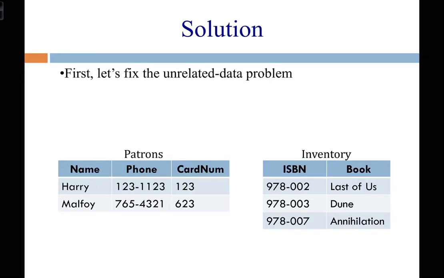So the first solution is let's take advantage of all of the theory and research that's gone into this, and let's make it a relational database. If 2 things are not related, don't put them in the same table. So patrons, only related information: name, phone, card number. And then inventory or books. ISBN is directly related to book title. Okay, so we've solved that problem. Now, why does this help?